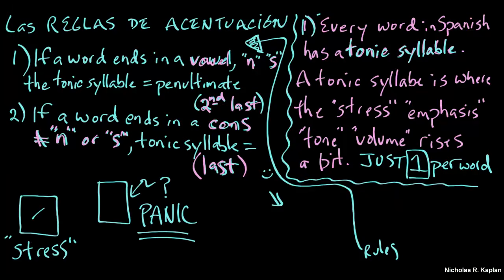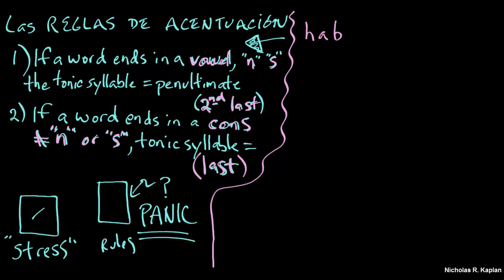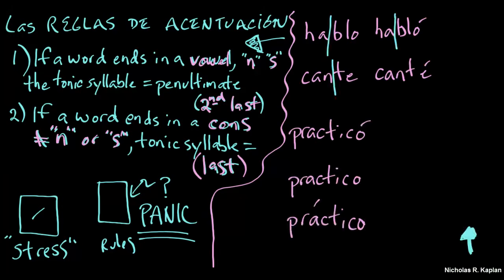Okay, so let's just get right into it and look at some examples. All right, I'm going to put some examples on the board. So hopefully these are words you've seen before. So if you see hablo, you go back to your rule. It ends in an O, which means our tonic syllable is the second to the last, so it would be hablo. Versus when you see hablo, you see that written accent mark, and that says, hey, my stress goes right here. And that's how we get the difference between I speak, or I do speak, and he spoke, or he did speak.